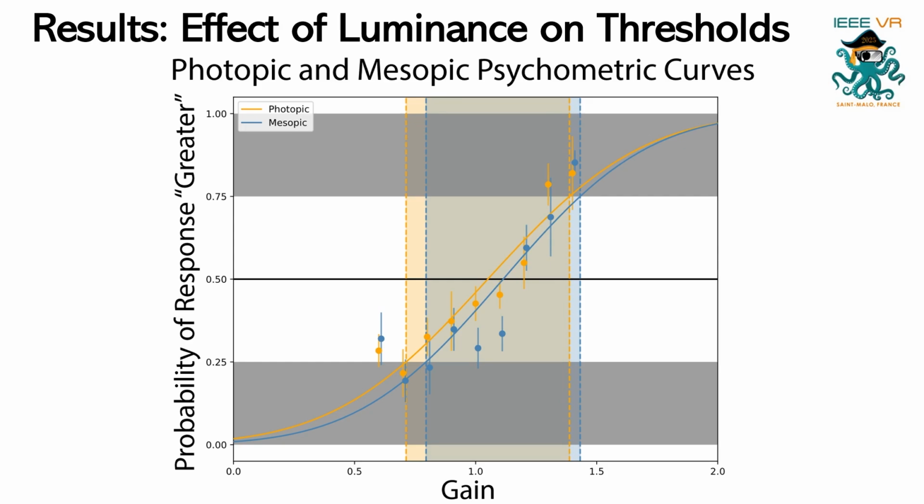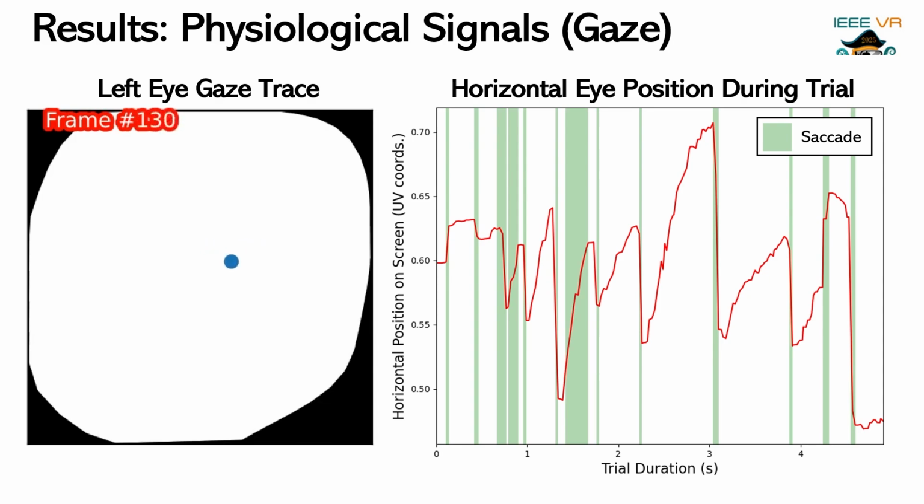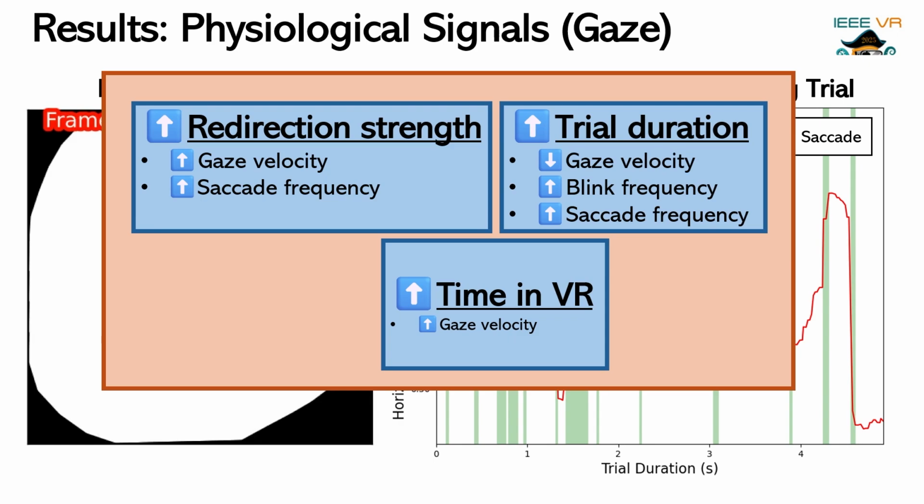For luminance, we found that there was no significant effect of display luminance on users' sensitivity to redirection gains. For gaze data, here is a sample of a user's gaze trace for one trial. On the left is their left eye gaze position. On the right is a plot of their gaze amplitude with saccades highlighted in green. We fit a multilevel model to users' gaze data and found the following. There was a significant positive effect of redirection strength on users' average gaze velocity and saccade frequency.